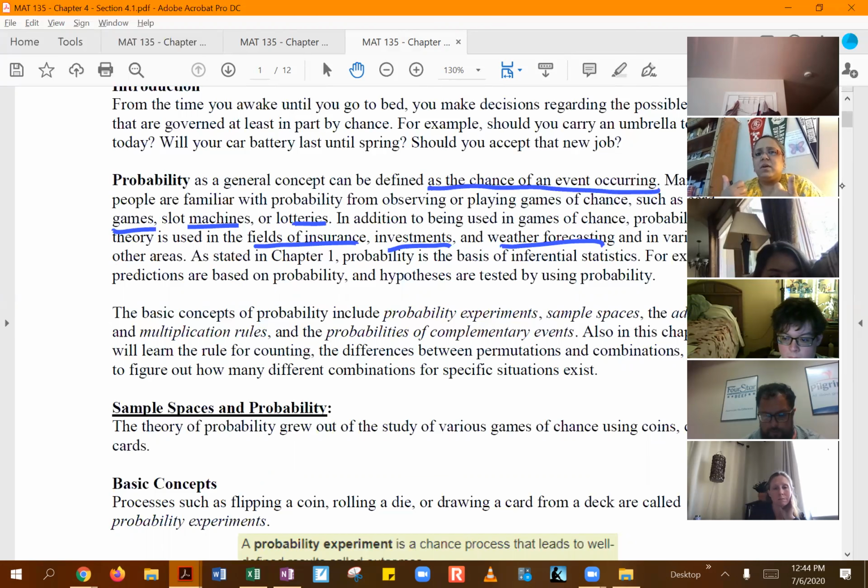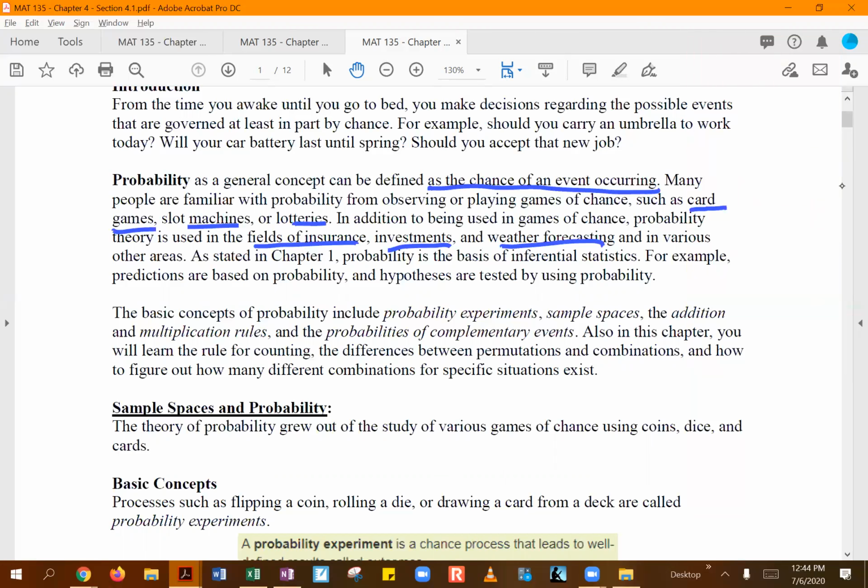If you invest in the stock market, you're always seeing how these stocks are performing over time, to try and see, okay, is this something we want to do? And then weather forecasting, they'll always tell us there's a 20% chance of snow or a 70% chance of rain and that kind of thing. So again, this is all based on probability. Probability is basically coming from the study of inferential statistics. Predictions are based on probability, and hypothesis testing also uses probability, and hopefully we'll get to talk about that.